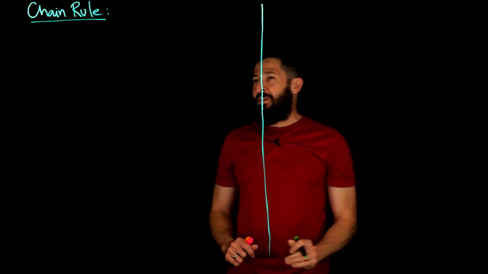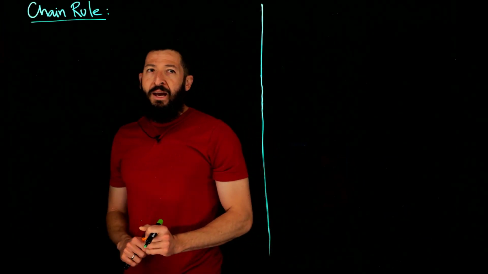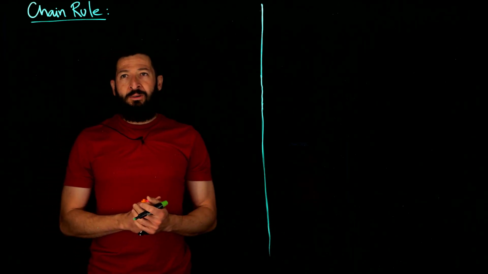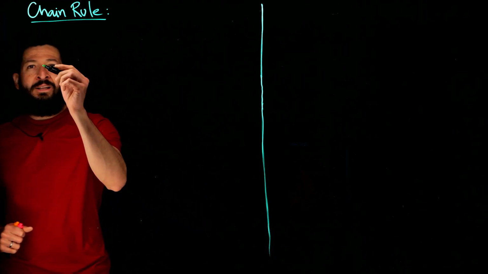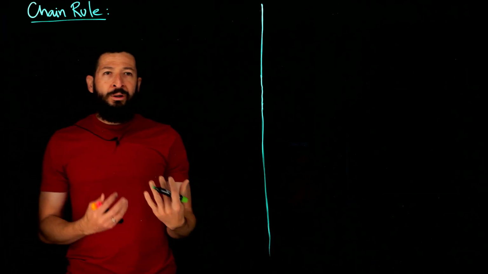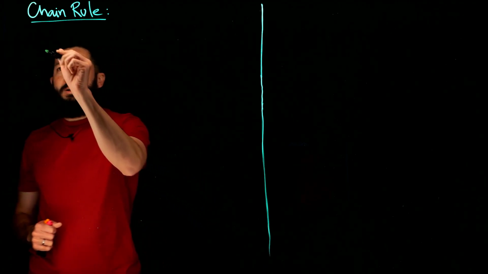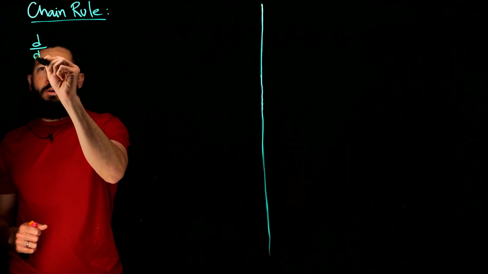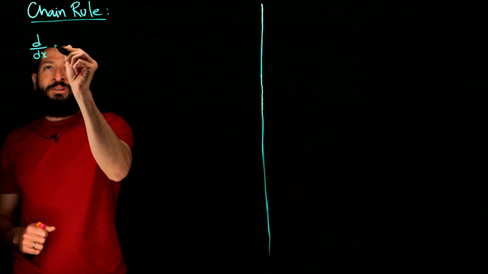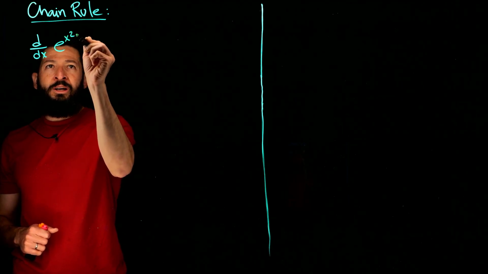Alright, so I'm going to introduce the chain rule in this video, and then we will have a second video where we're going to do a lot of examples. So what is the chain rule? Or firstly, what would it allow you to compute? So for example, say you want to take the derivative of things of the form e to the x squared plus 2x.